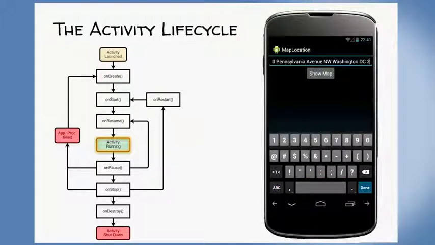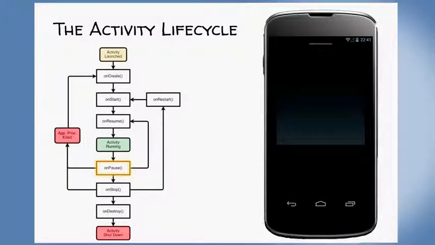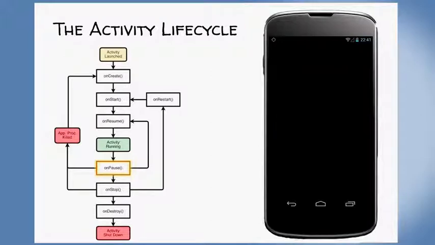Once the address has been entered, the user will normally press the Show Map button, which will launch Google Maps. Now, as Google Maps starts up, it will have its own initial activity that will go through its own life cycle and receive its own life cycle callbacks. But let's continue looking at what's going on with the map location activity. Because Google Maps is about to come into the foreground and cover up map location, the map location activity will first receive a call to its onPause method. And soon after this, map location will no longer be visible, and Android will call its onStop method.